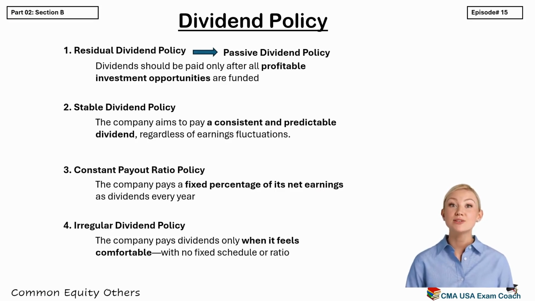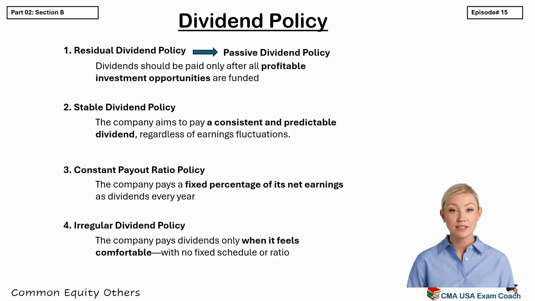First, we have the residual dividend policy. This policy is based on the idea that dividends should be paid only after all profitable investment opportunities are funded. In simple words, the company retains earnings to finance new projects, and if anything is left, that portion is distributed as dividends. This policy helps maintain a strong internal source of finance, but may result in irregular dividends for shareholders.